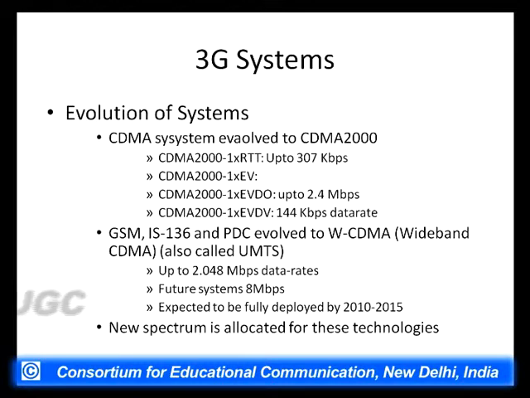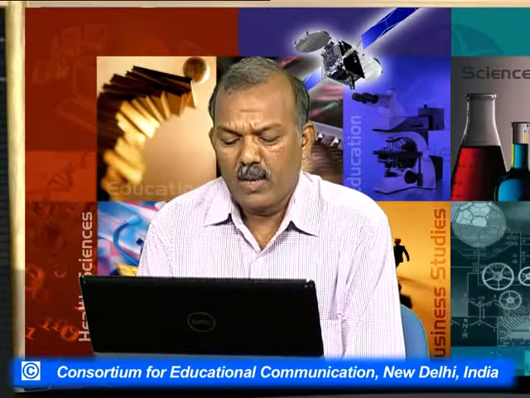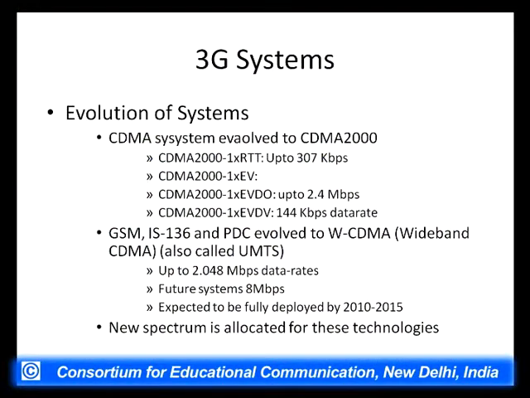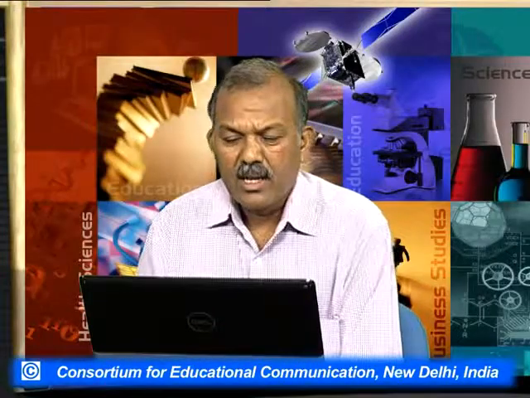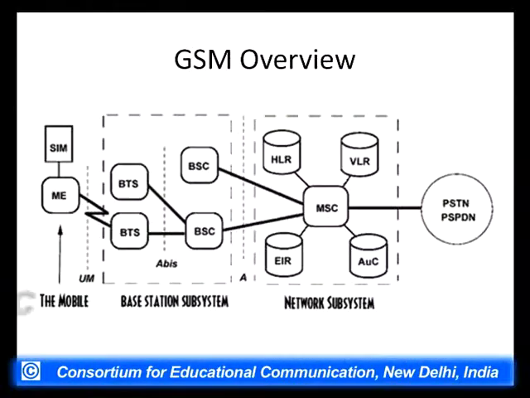And parallelly, if you look at GSM and IS-136, that evolved towards WCDMA, that is wideband CDMA, also called UMTS, that is Universal Mobile Telecom System, which targeted a 2.048 Mbps data rate. And probably the future system we have been talking about will lead towards 8 Mbps, or it may be developed soon. 10 Mbps, we said 4G has a target of 10 Mbps, and then of course 5G towards 100 Gbps. Having said this, let us move towards Global System for Mobile communication.